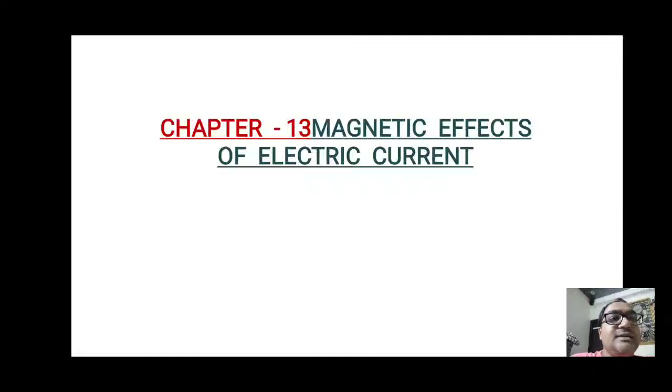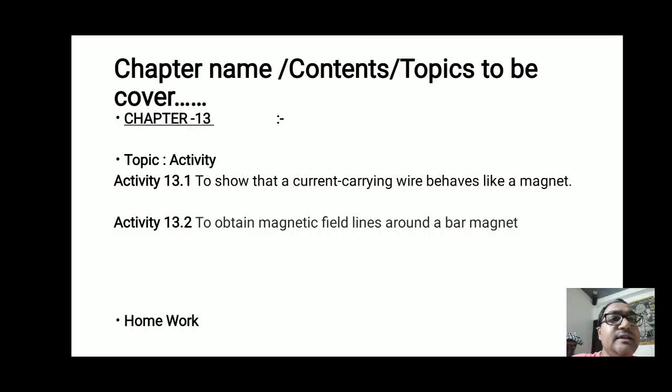Students, let's continue with our lesson number 13, magnetic effects of electric current. In my earlier video, I taught about two activities: activity 13.8, the magnet and coil activity, and 13.9, the coil 1 and coil 2 activity. In both activities, you learned that induced current can be generated. So in this video, I would like to teach you activity 13.1 and activity 13.2.